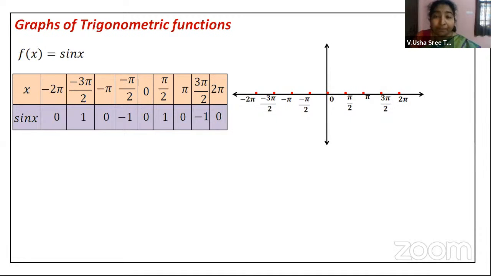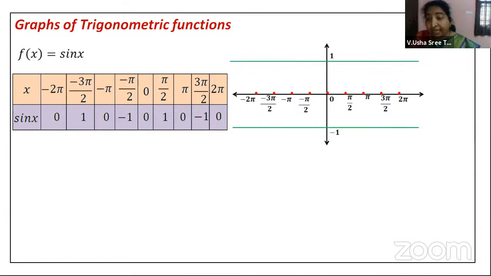Now, if you observe your table, then the maximum value you are getting is 1 and the minimum value is minus 1. You have studied this in your previous class. The value of any sine function lies between minus 1 and 1, isn't it? So the maximum value is 1. I'm just demarcating it with a line, and at minus 1, that will be the minimum value.